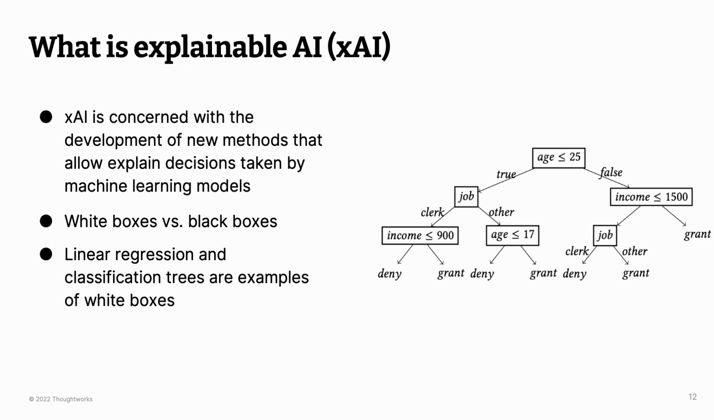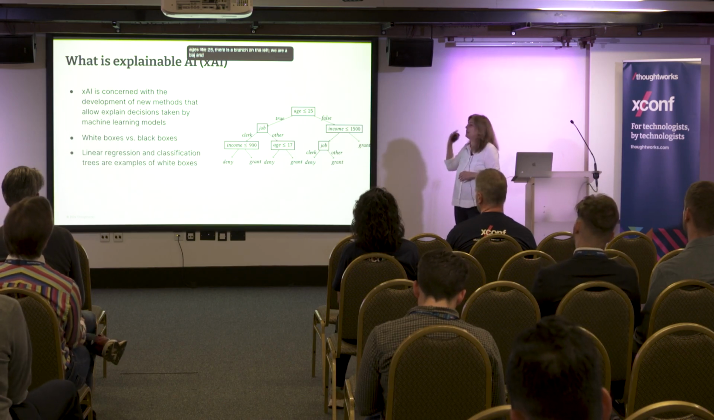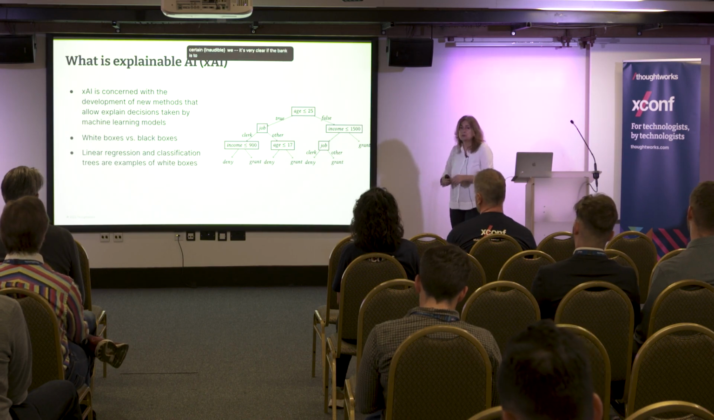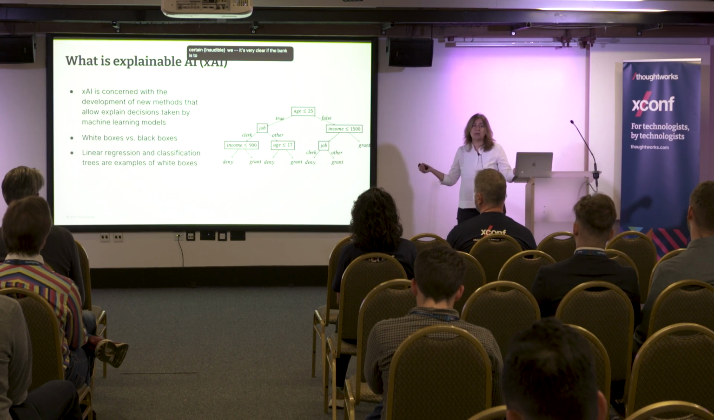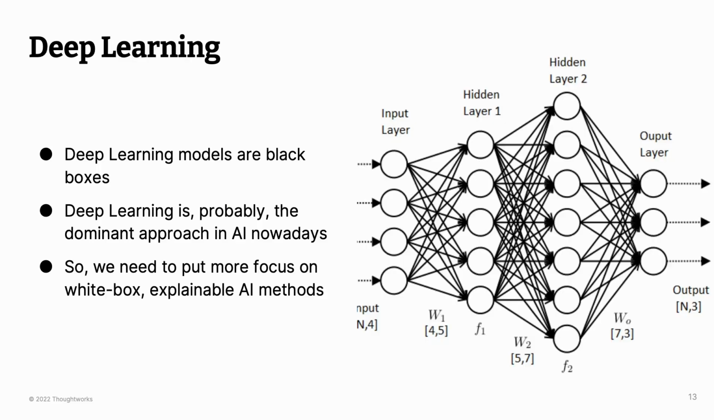We are going to have your job and your income, and if your income is below a certain quantity, we deny the loan. It's very easy, no? It's very clear. If the bank needs to explain a decision, it's very easy. You only have to open the white box and say, look, no? It's very easy. But deep learning models are black boxes.